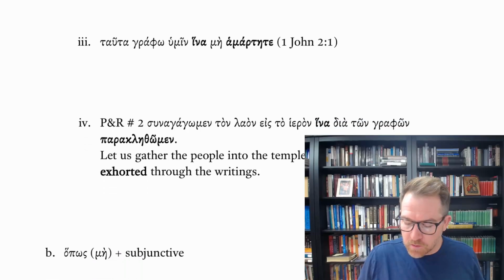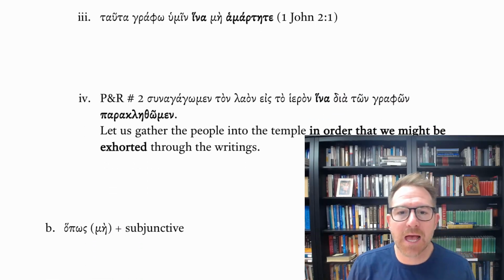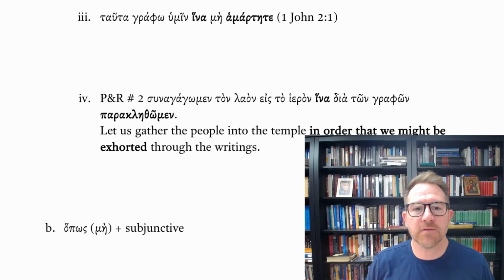1 John 2:1, tauta grapho humin hina me hamartete. These things I write to you. Why do I write these things to you? In order that you might not sin. So the purpose can be a negative purpose, right? The purpose in this instance is that the reader, the result of the writing would be not to sin.